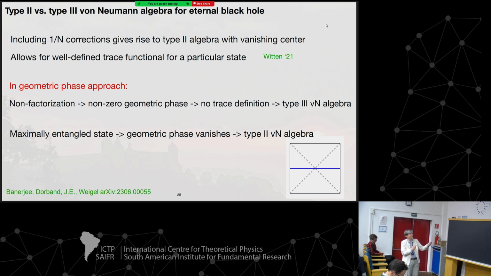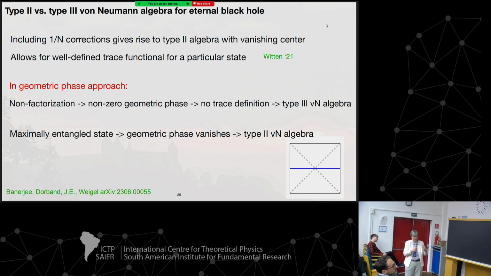And the statement can also now be phrased in the geometric phase approach. If we have non-factorization, which means that we have a non-zero geometric phase, then we can't define a trace, and then we have a type 3 von Neumann algebra. On the other hand, if we have a maximally entangled state, in the case of the eternal black holes, that would mean that the temperature goes to infinity. I'm not exactly sure what that means, to be honest.